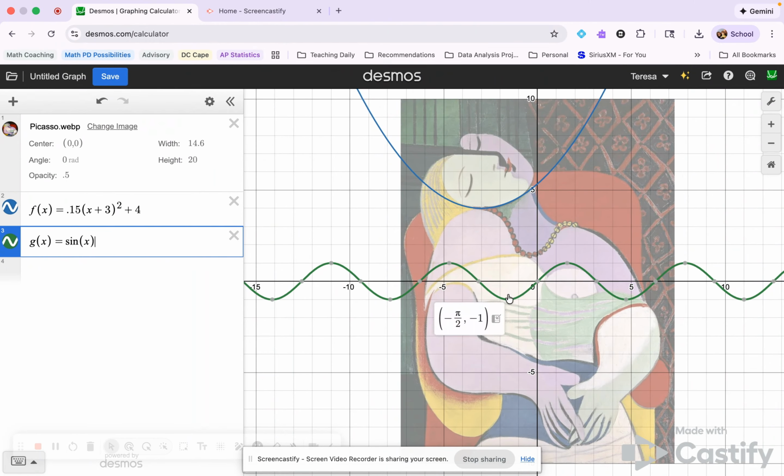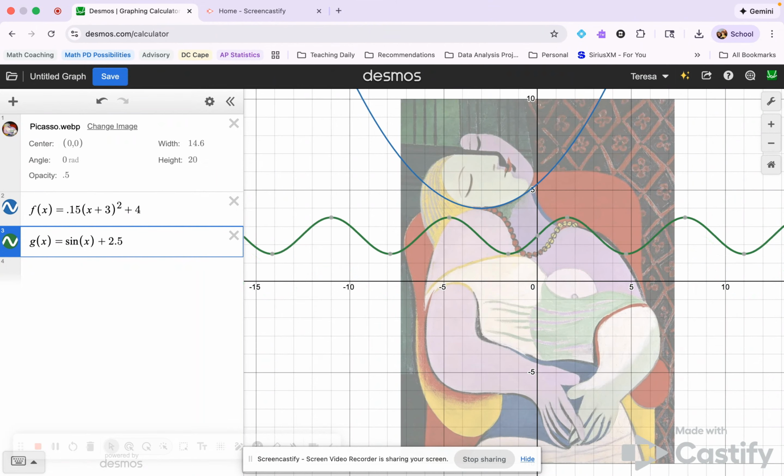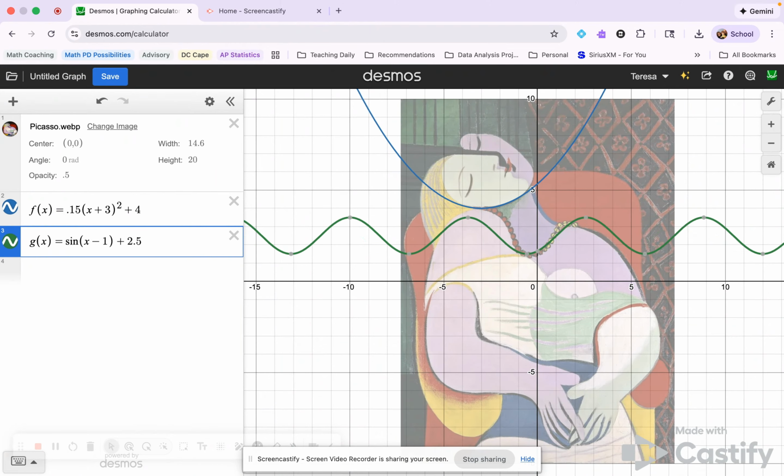It looks like I'm moving it up maybe 2.5-ish. So I'm going to do plus 2.5. We'll start there. And then I do need to also move this to the right, maybe about 1. So let me put a -1 here. That's definitely kind of close. That's pretty good for the bottom here, but I need to kind of horizontally compress.